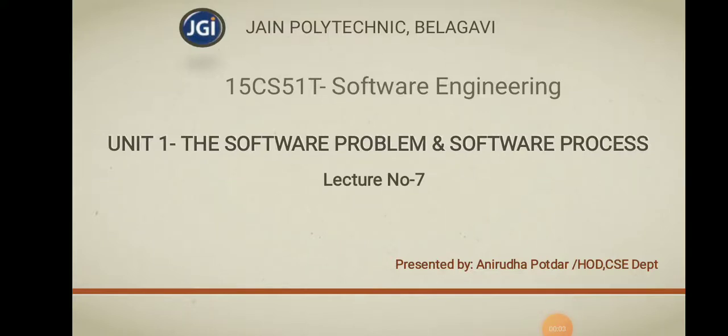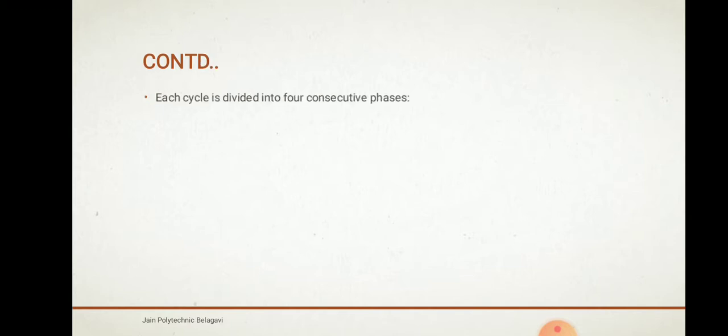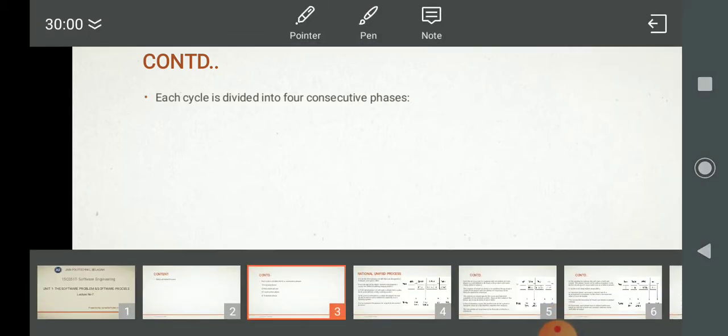So today we are going to discuss unit number 1, the software problem and software process, lecture number 7. Now in this video we will discuss the Rational Unified Process. Here each cycle will be divided into 4 consecutive phases in the Rational Unified Process.